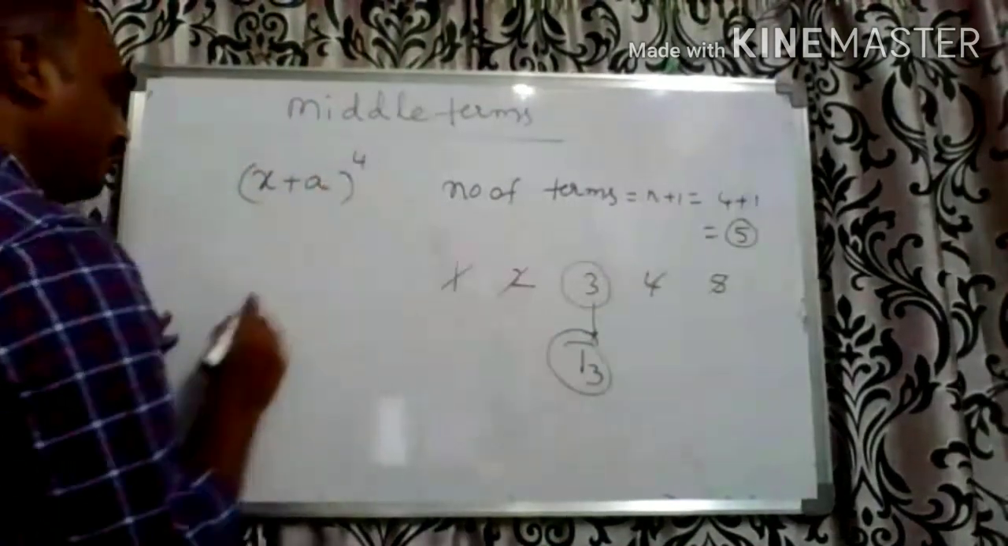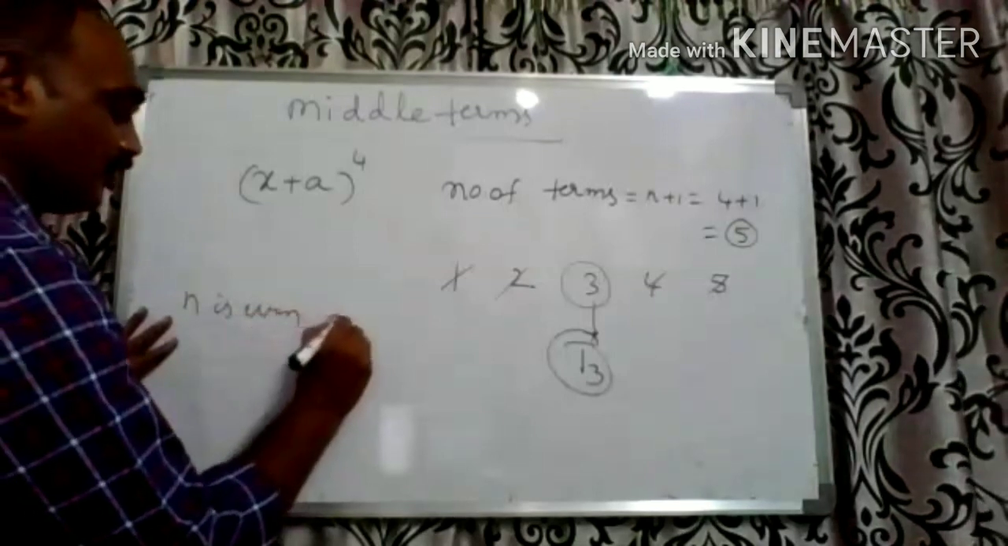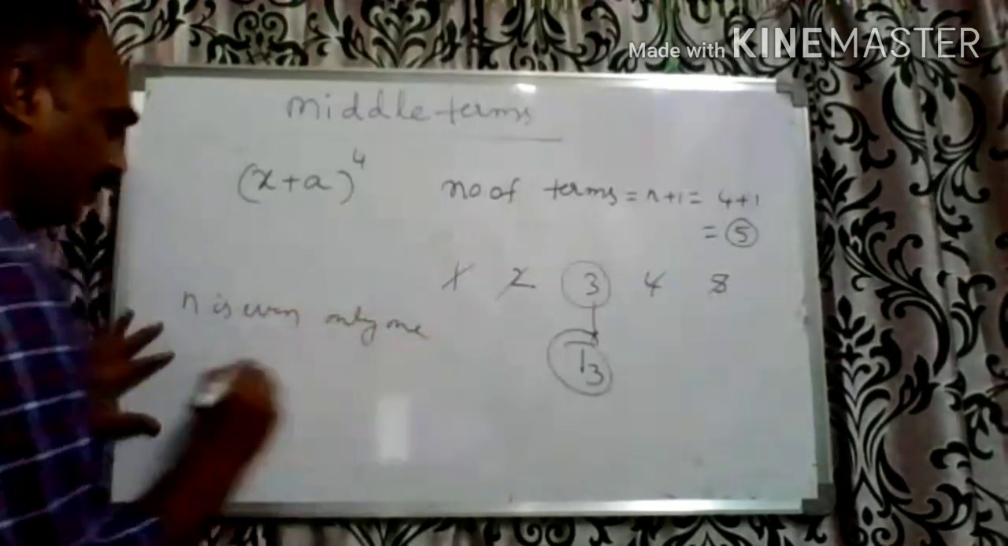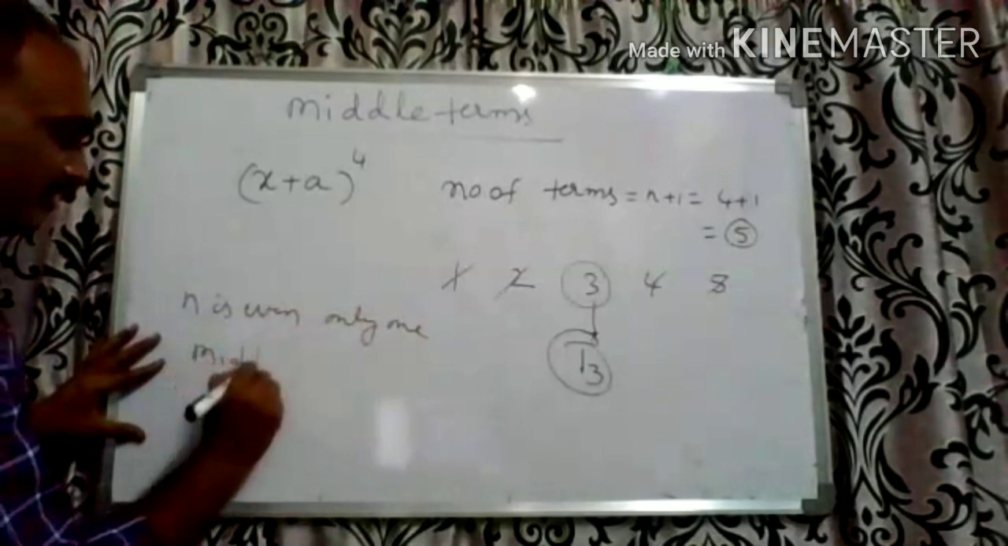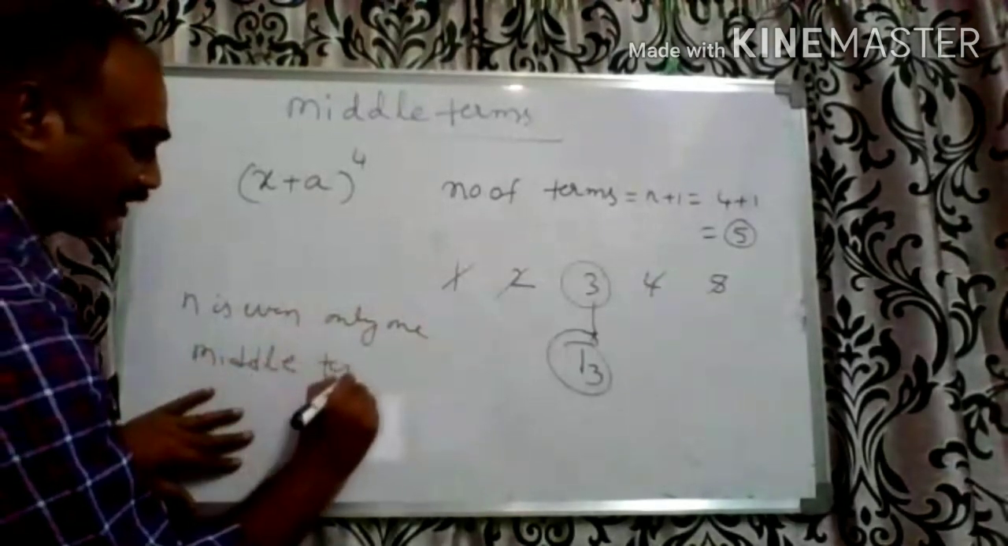Here n is 4. 4 is an even number. n is even. Only one middle term exists.